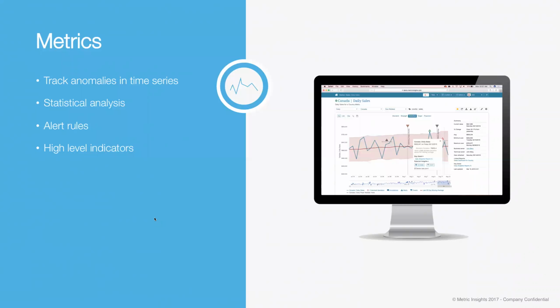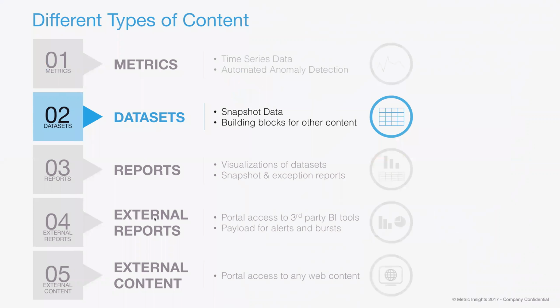And again, for those that were on the last webinar, it's really the building block for providing alerting to your users around the high-level indicators of your business. And alerting and anomaly detection is something we're going to go into in much more detail in a future webinar. So metrics are number one.